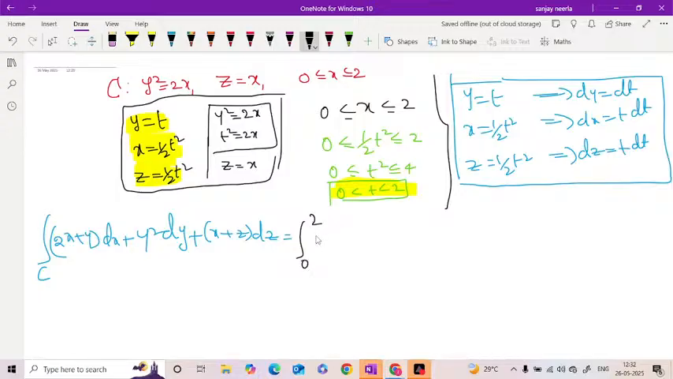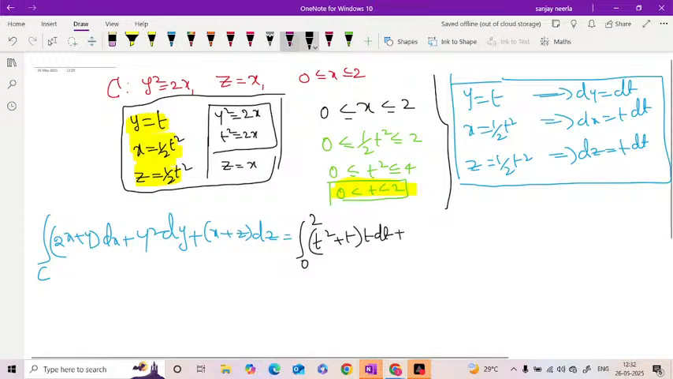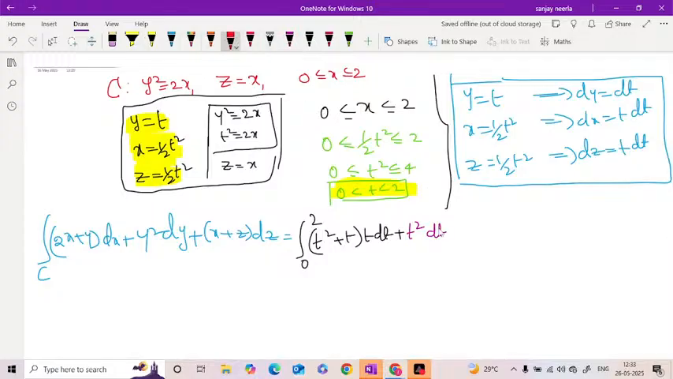x is directly t square, because 2x is equal to t square. So 2x is equal to t square, and y is t only, dx is t into dt, plus y square is t square into dt, and the next one is the z. Now x is 1 by 2 t square plus z is again 1 by 2 t square, into dz, now t into dt.